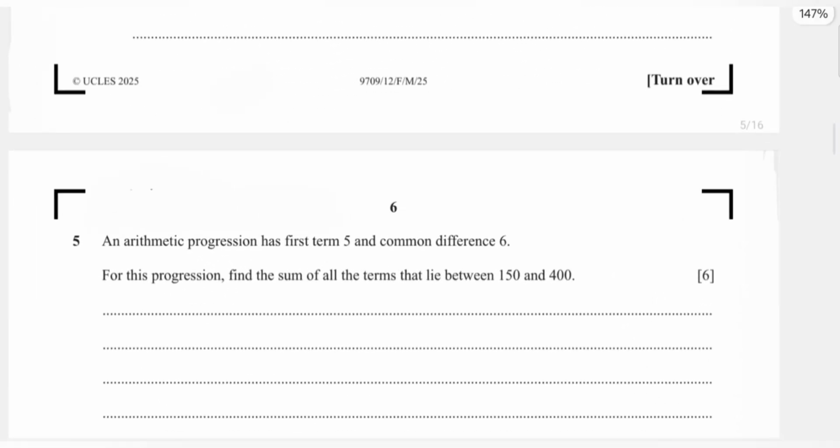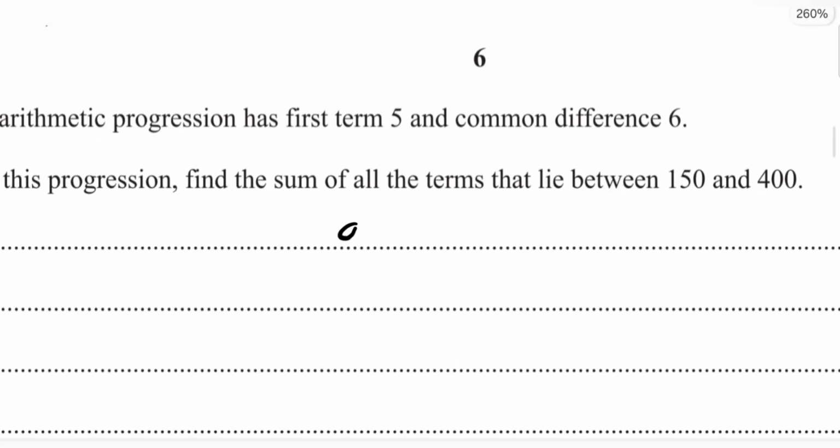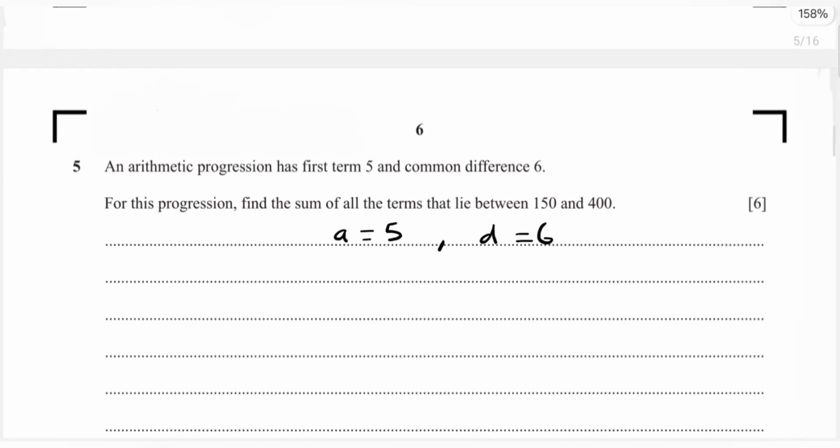And number 5 is saying an arithmetic progression has first term 5 and common difference 6, right? So the first term, which is our a, is 5 and our common difference d is 6. a is 5 and d is 6, right? And it goes on to say, for this progression, find the sum of all the terms that lie between 150 and 400, right? So we're being asked to find the sum of all the terms that are between 150 and 400.